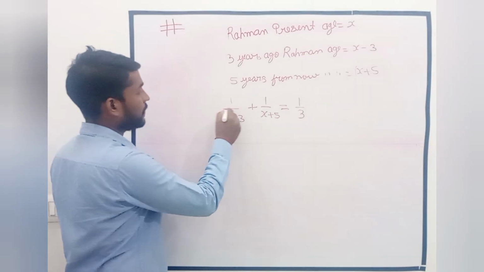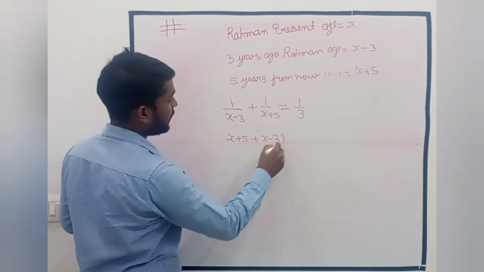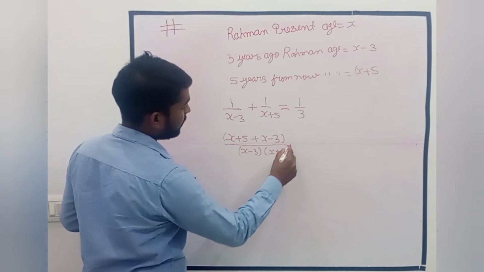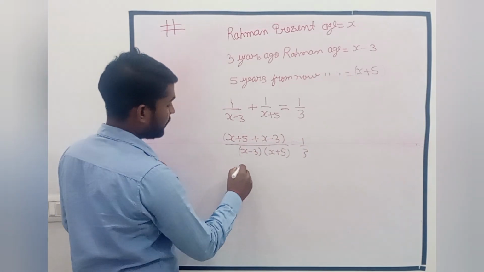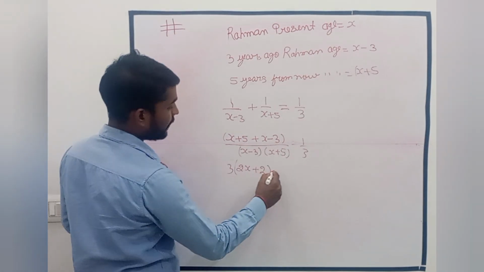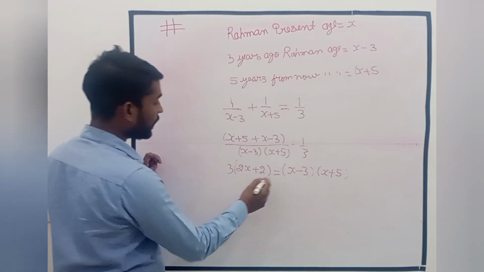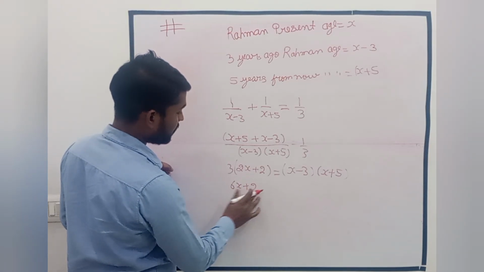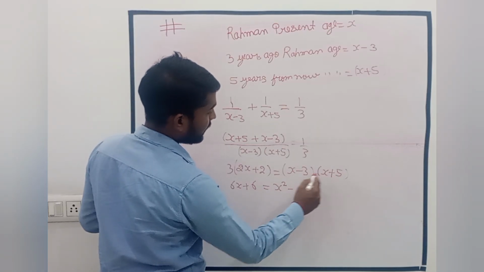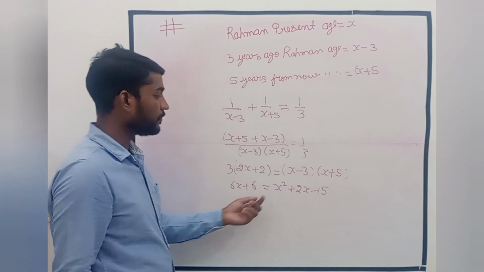And now we will take the LCM of this, and this will become x plus 5 plus x minus 3 over x minus 3 times x plus 5, which would be 1 upon 3. We solve this: 2x plus 2, multiplied by 3, comes from here, and this x minus 3 times x plus 5. We solve this: it is 6x plus 6. We multiply: x square, this multiplied by this and this multiplied by this becomes plus 2x. This is minus 15, and this is the shortest form.